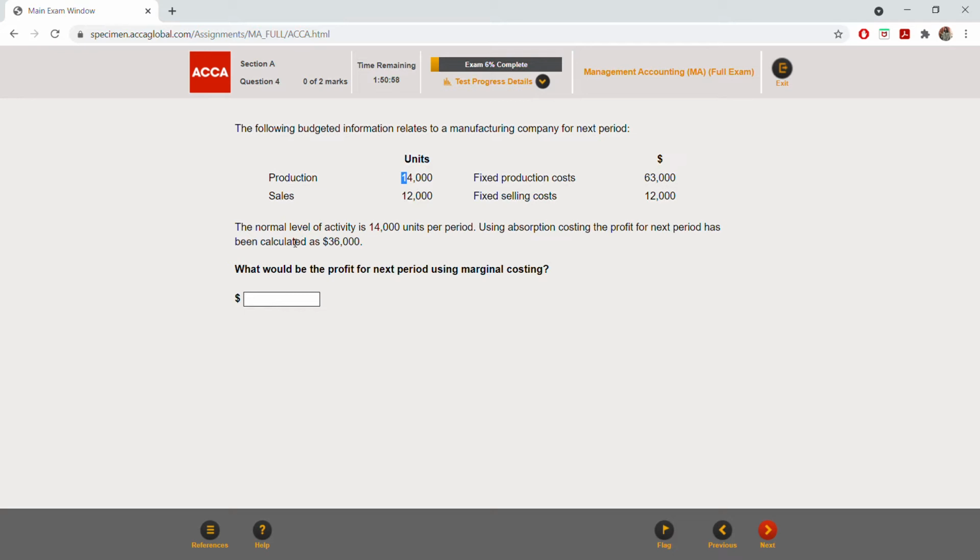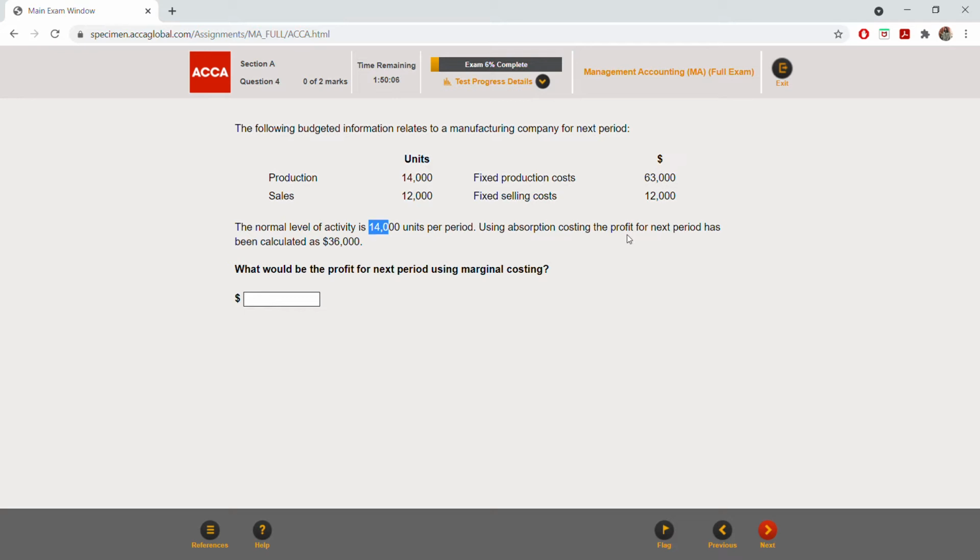So the change in inventory is what? 2,000, because 14,000 minus 12,000, times the absorption rate. How do you calculate the overhead absorption rate? For absorption costing you take the full fixed production cost, 63,000, divided by 14,000, because the normal level of activity is 14,000. We are taking the overhead absorption rate per unit. So 63,000 divided by 14,000, the normal level of activity, times 2,000 units. You will get 9,000.